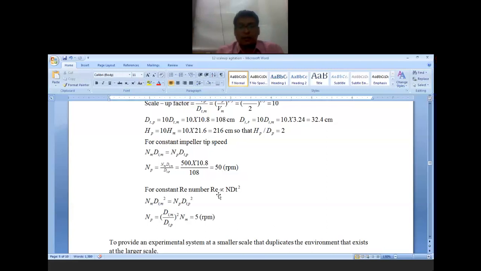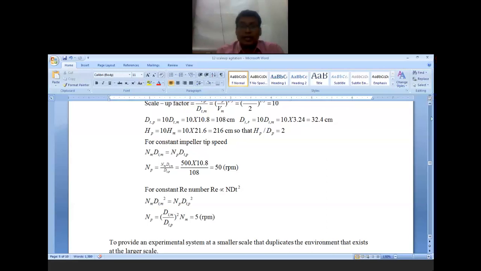The constant Reynolds number Re is directly proportional to N into Dt square. So N into Dt square for the model equals N into Dt square for the prototype. Compare that, and you will get N as 5. So when you consider the impeller tip speed as constant, you get 50 rpm. When you calculate from the perspective of a constant Reynolds number, you get 5 rpm.